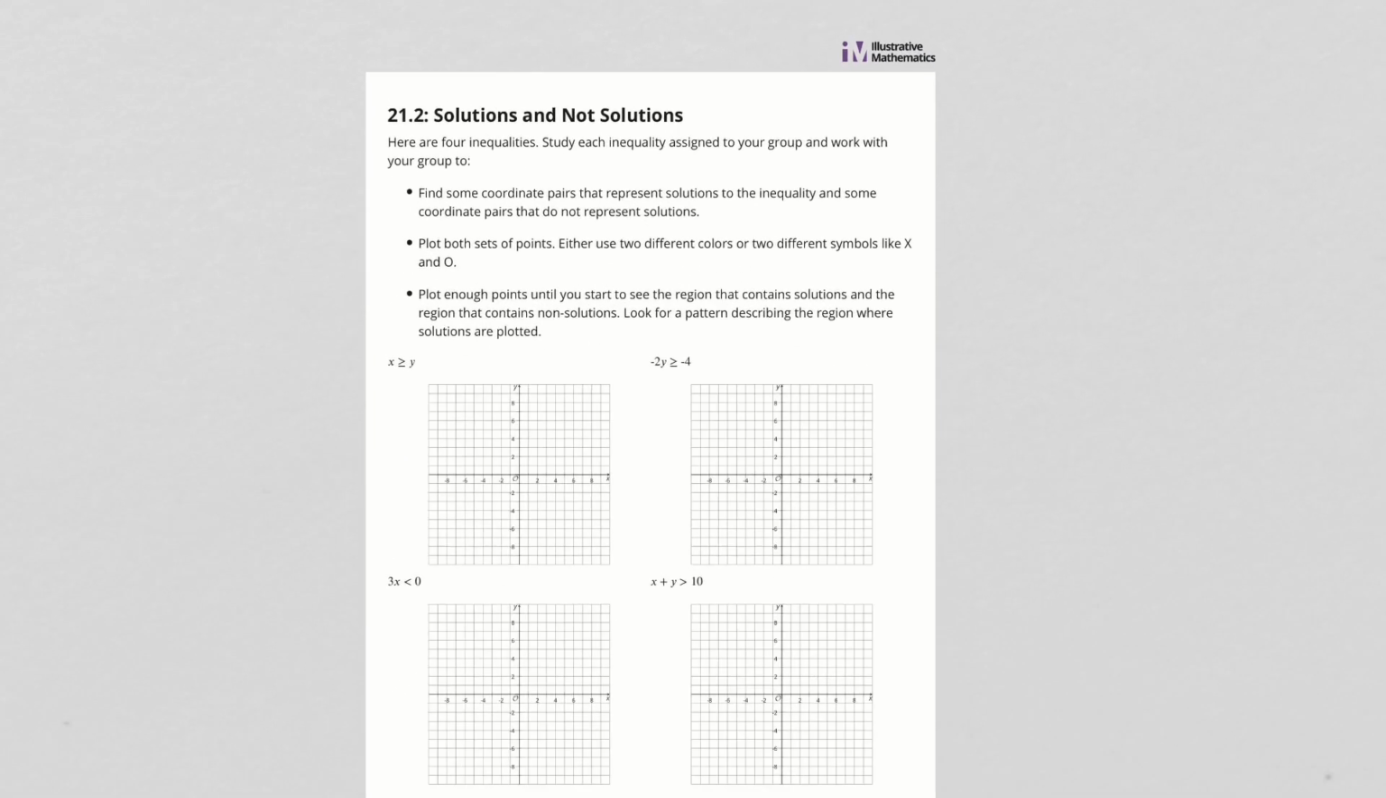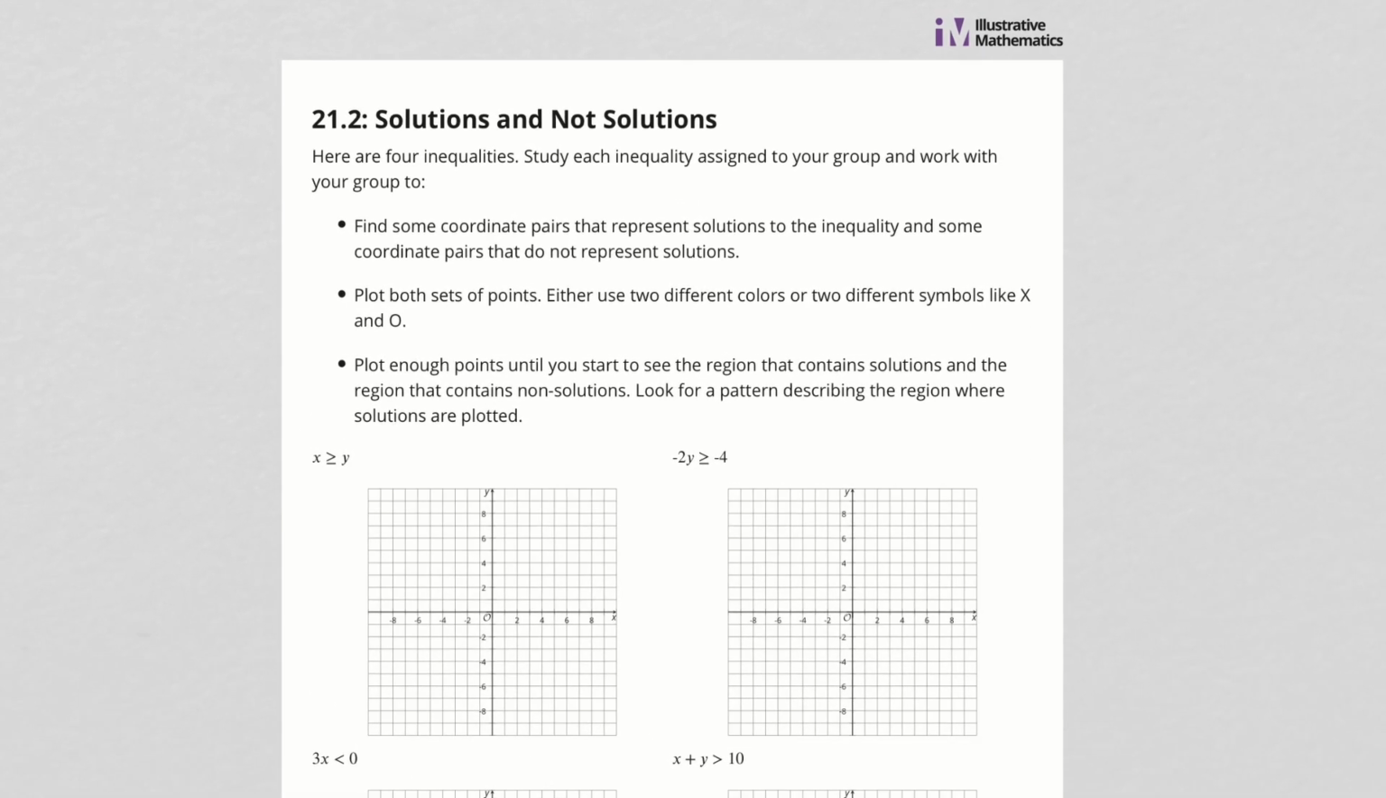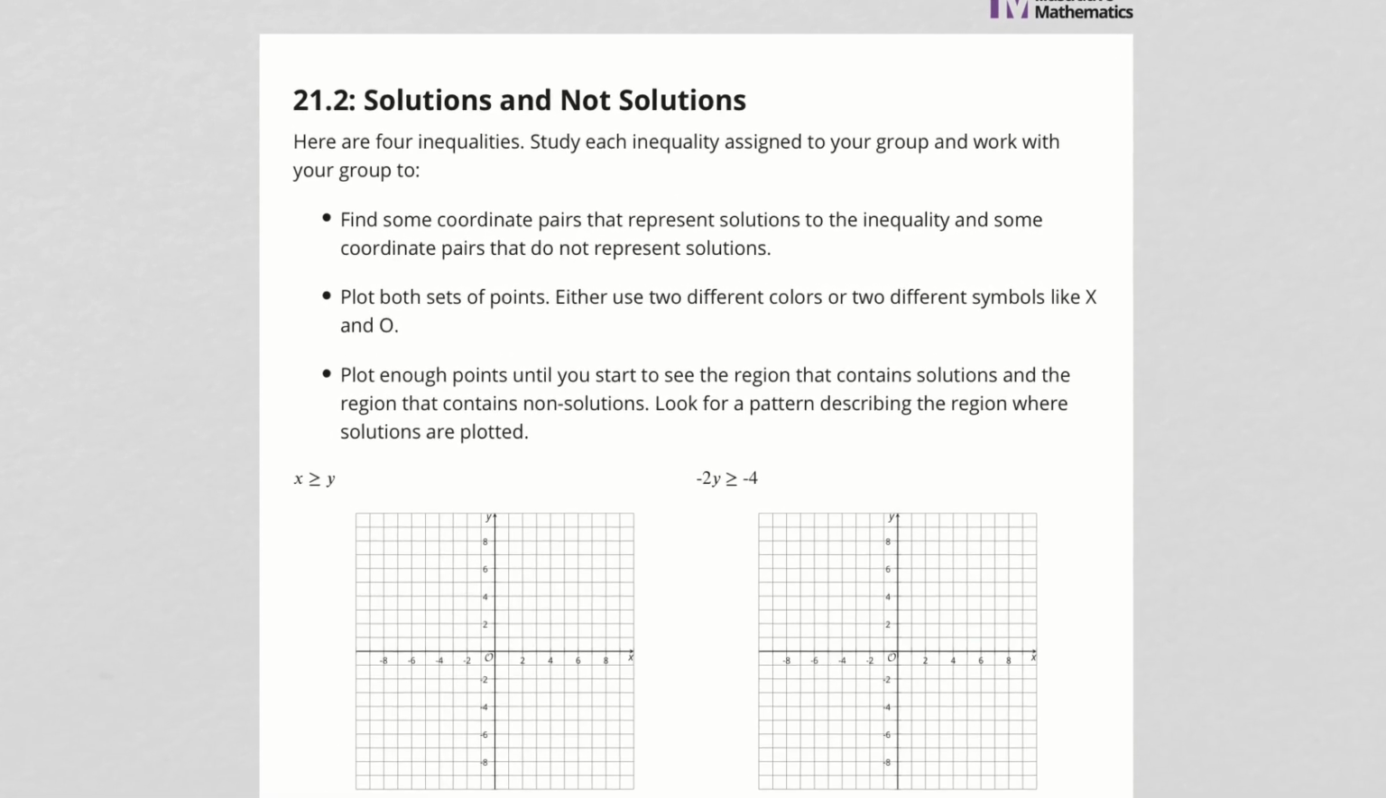We have 21.2, solutions and not solutions. Here are 4 inequalities. Study each inequality assigned to you and your group. We are not doing the groups. We're just going to work through them right now. We are going to find some coordinate pairs that represent the solutions to the inequality and some coordinate pairs that do not represent solutions.